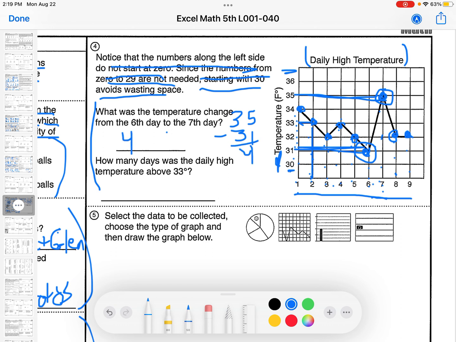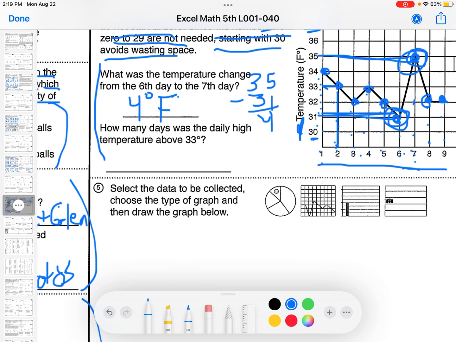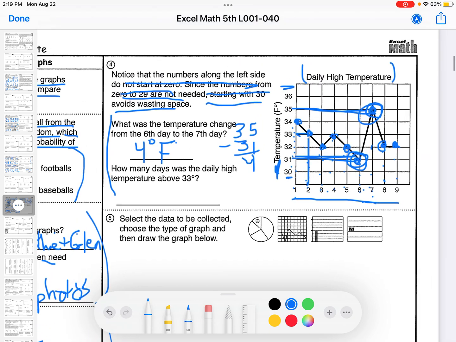So what did it change? This you're probably going to have to fix. 4 degrees, that little tiny 0 up there at the top of the number, that means degrees, and then you need an F for Fahrenheit. It was a 4-degree Fahrenheit change. That's what we use in America to measure temperature, is Fahrenheit. So the temperature jumped from 31 to 35. That's a 4-degree change. How many days was the daily high temperature above 33?